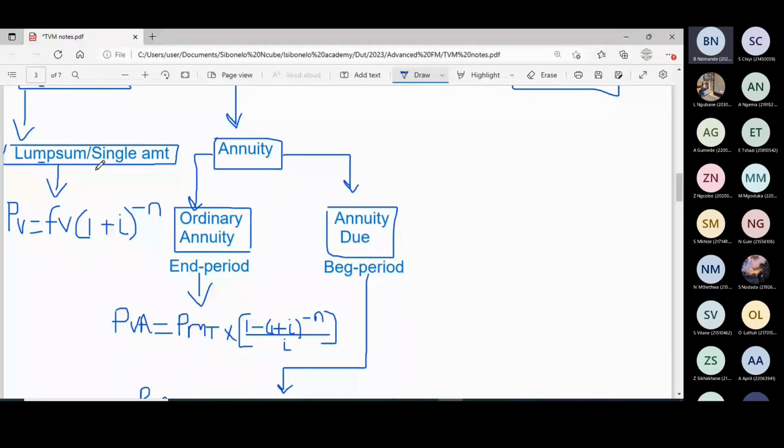Because remember, we said time value of money is the concept which assumes that a rand today is worth more than a rand tomorrow. So the formula to calculate the present value of a lump sum is PV equals FV, which is future value, times (1 plus i), interest rate, exponent negative n.